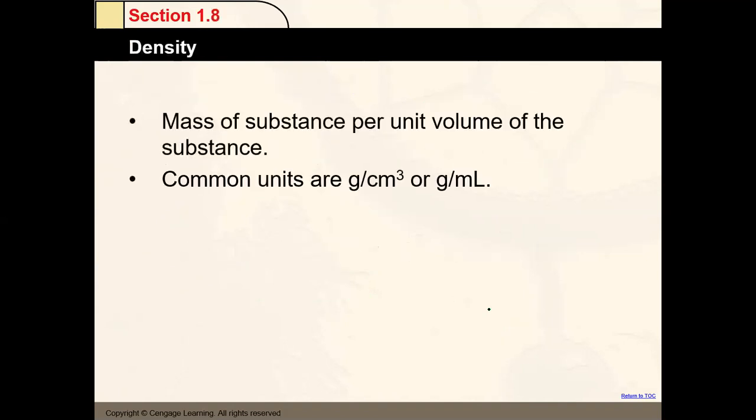Density. Density is a physical property of a substance. You can get the density of solids, liquids, and gases, but it's mostly used for liquids. It's the mass of a substance per unit volume of the substance. The normal units are grams per cubic centimeter. Cubic centimeter is equal to milliliters, right? By the way, this one is an equivalence. So grams per milliliter. That's for liquids.